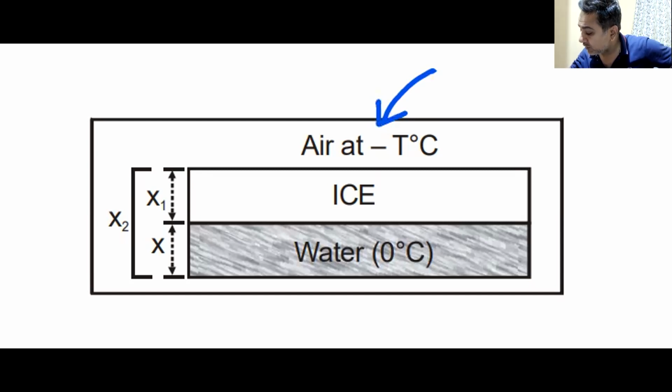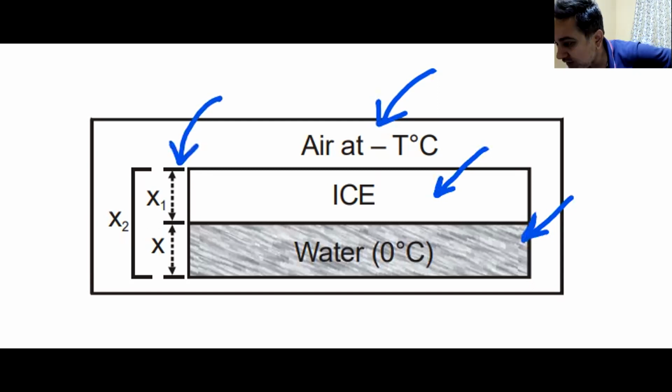Then you have a layer of ice. Beneath that layer, you have water at 0 degrees Celsius. This water is going to freeze. Initially, the depth of ice is x1. Do you see this? Yes or no? Sir. Then the final depth of ice is x2. Do you see this? Yes, sir. This is the diagram that you will draw, and after that I will give you a formula.